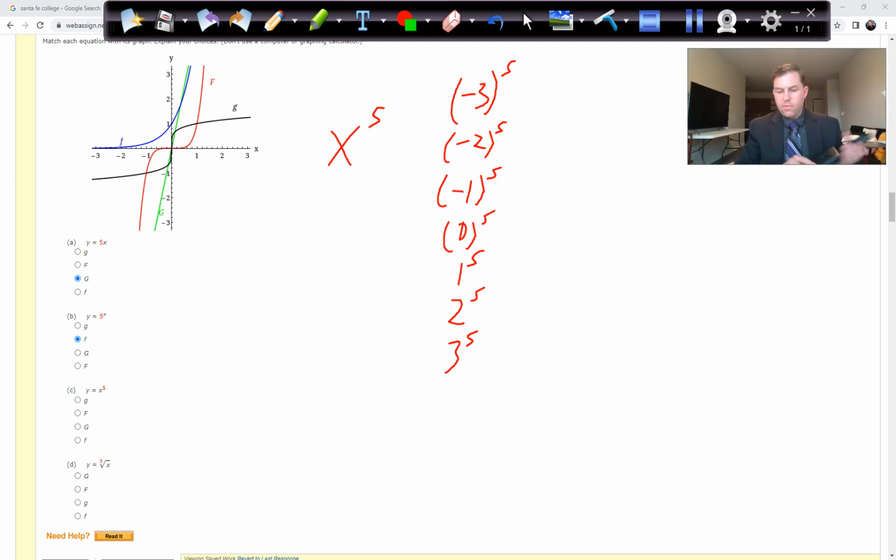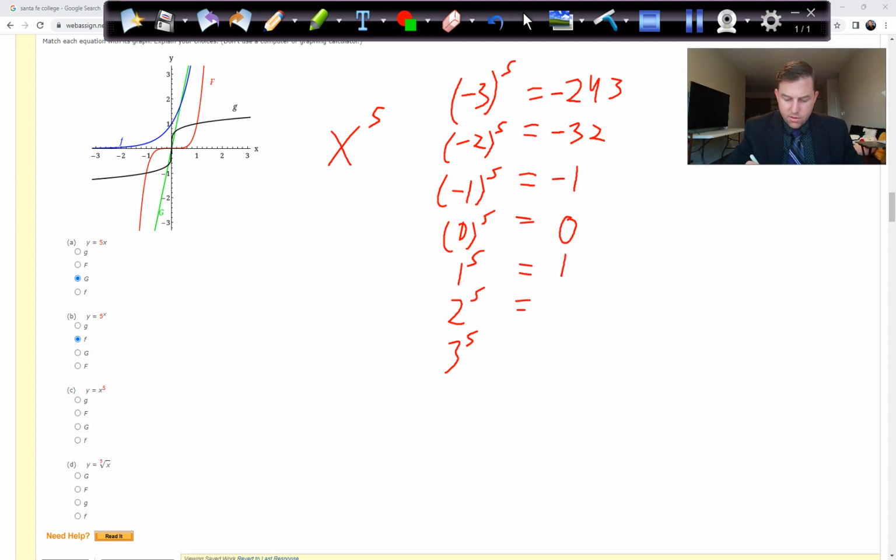I don't have these numbers memorized, so I have to quickly do this. Negative 3 to the 5th is negative 243. The minus sign sticks around because the power is odd. Negative 2 to the 5th, I believe that's 32, but let me check. Yep, 32, so this is negative 32. Negative 1 to the 5th is negative 1. 0 to any power is 0. 1 to any power is itself. 2 to the 5th is 32. 3 to the 5th is positive 243. So you notice that these are the same numbers but opposite sign.